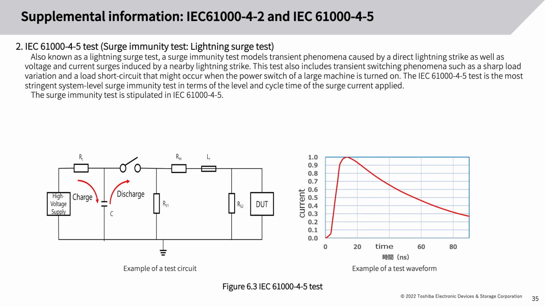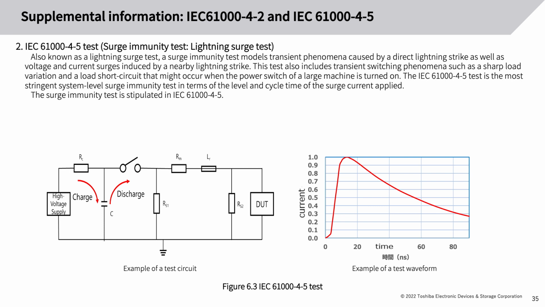2. IEC 61000-4-5 test, surge immunity test, lightning surge test. Also known as a lightning surge test, a surge immunity test models transient phenomena caused by a direct lightning strike as well as voltage and current surges induced by a nearby lightning strike. This test also includes transient switching phenomena such as a sharp load variation and a load short circuit that might occur when the power switch of a large machine is turned on.